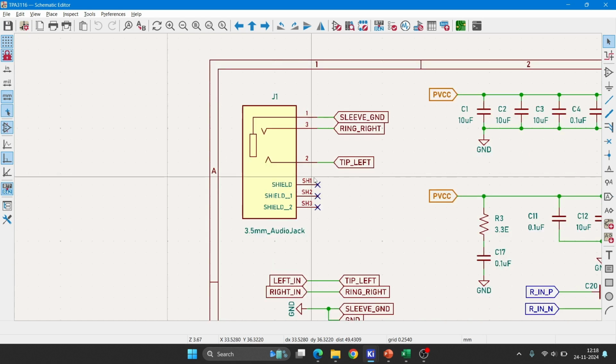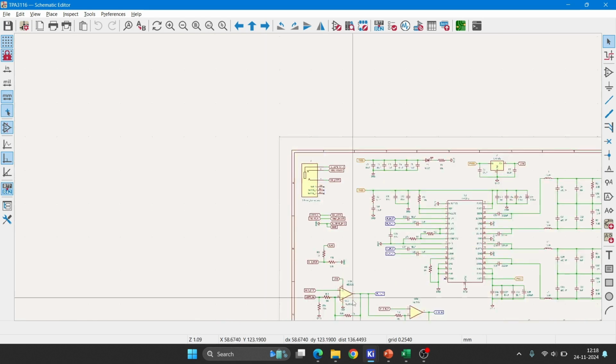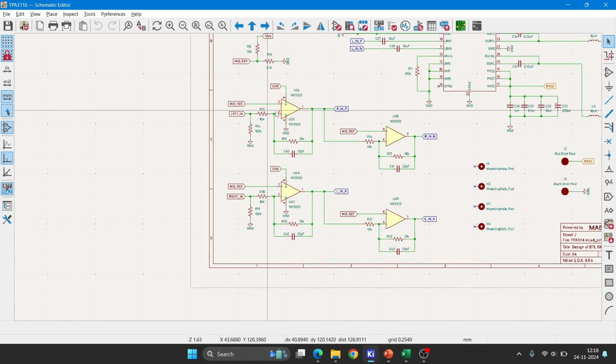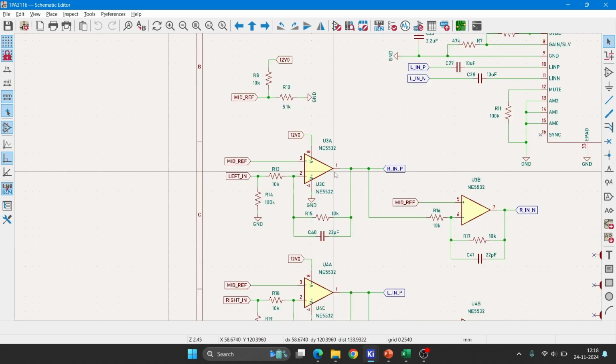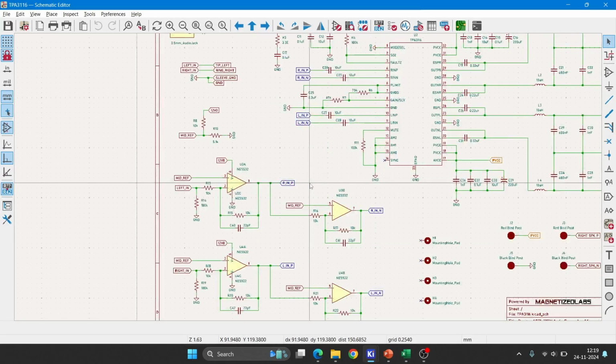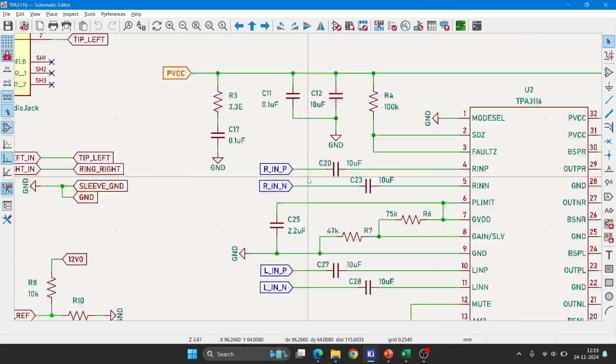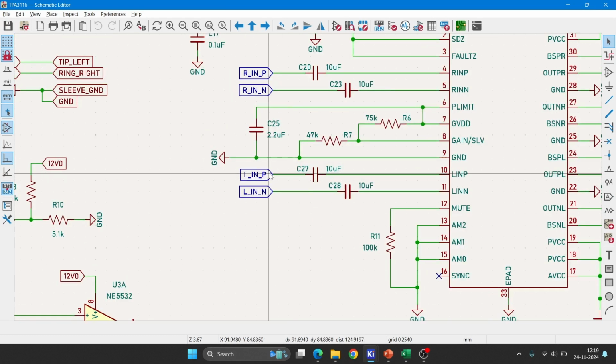A 3.5 mm audio jack for getting analog input. Here I am taking this analog input to this operational amplifier to convert single-ended to differential signals. If you don't want to convert single-ended to differential signals, you can directly feed that left input here, positive and negative, you can give it to ground. You will get half of the output. You will not be able to get the total output power of the amplifier IC, but it will also work.